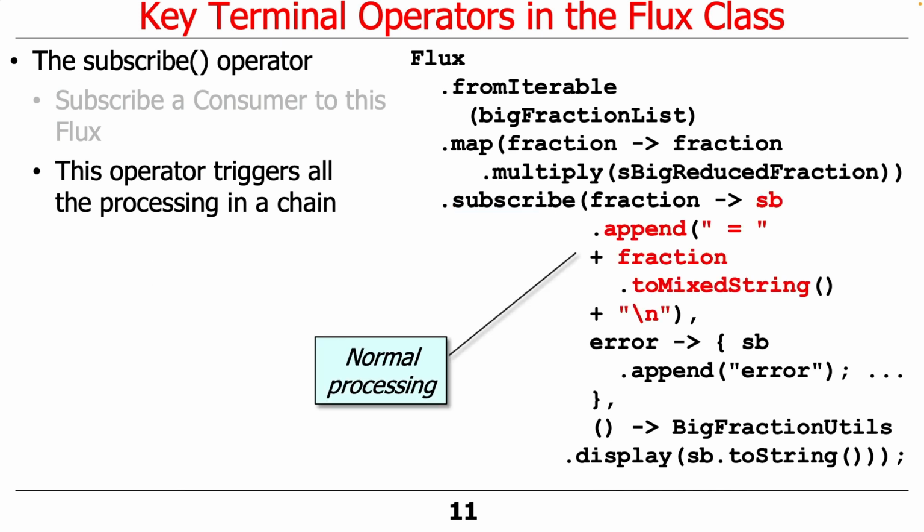So let's take a look at what it does. For the normal processing, in other words, the onNext event hook method, we just take the item that was the big fraction and convert it to a mixed string and stick it into a string buffer or a string builder. If something goes wrong, we append the word error. We probably should have done something a little bit more here, but I didn't want to have it not fit on a slide. We should probably have gotten the error that occurred and printed that out.